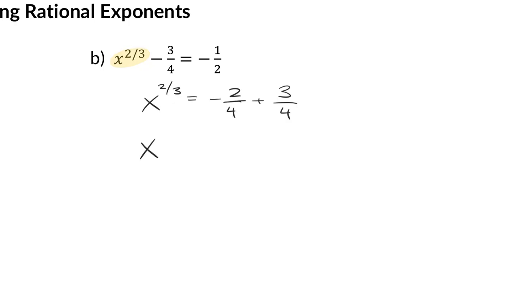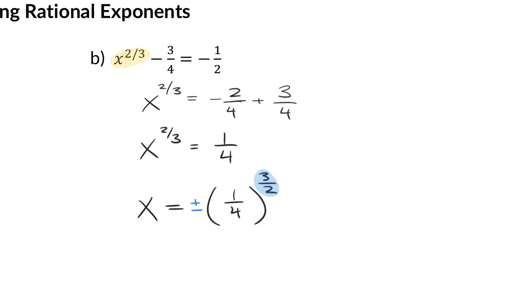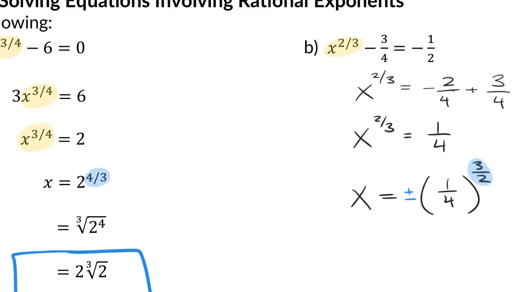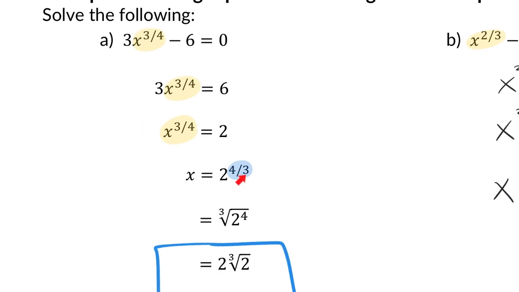That means this becomes x to the 2/3 equal to 1/4. Now I'm immediately going to raise both sides to the reciprocal power. The reciprocal power here will be 3/2. Since that reciprocal power has a denominator that's even, we have to remember to put plus and minus in front of this problem. We didn't need to do that in the previous question because the denominator of the reciprocal power was odd.